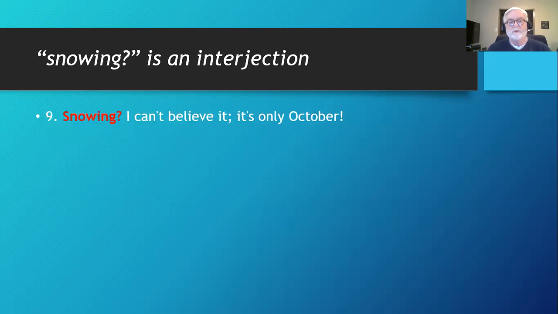9, snowing? I can't believe it. It's only October. This is kind of tricky here. Snowing here is an interjection. Why is it not a gerund? Why is it not a noun? Well, first of all, it's only one word, and one word with a question or with an exclamation is frequently going to be an interjection, an exclamation, a statement of surprise. This one, I can understand how it would be tricky.